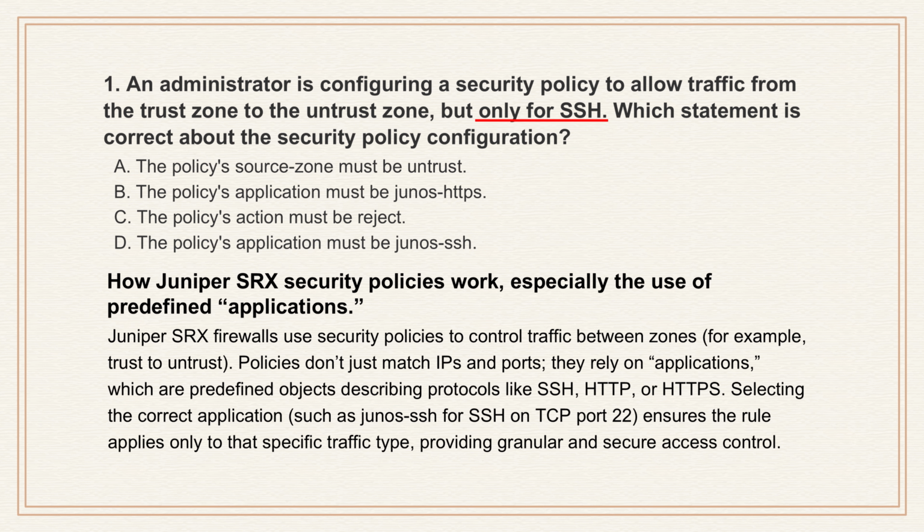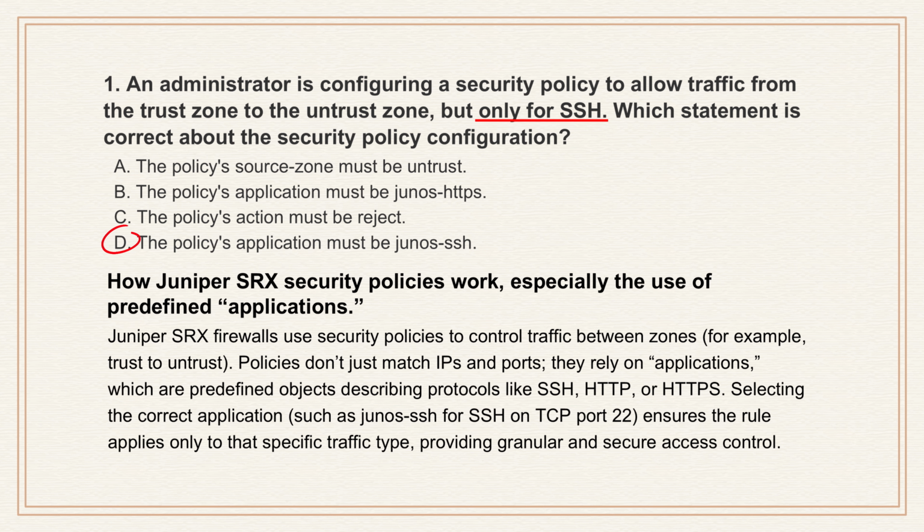Well, the absolute key and the right answer is the application. You have to set it specifically to Junos SSH. Not just TCP port 22. No, and that's a crucial distinction. See, Juniper SRX devices have this rich database of predefined applications. Junos SSH isn't just a label for port 22. It's like a fingerprint. It understands what real SSH traffic looks like.